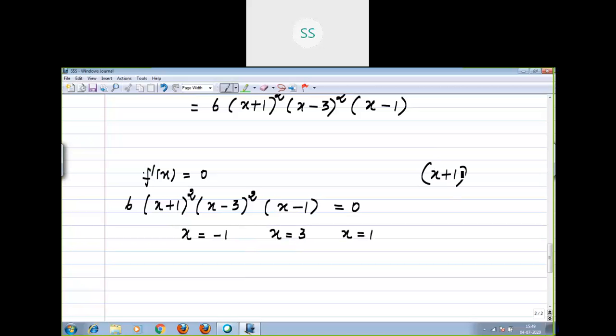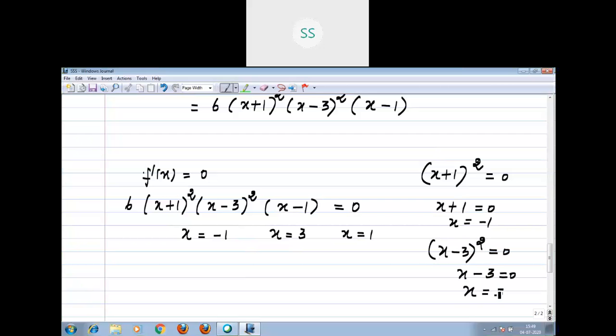(X plus 1) the whole square equal to 0. You have to remove the square. X plus 1 equal to 0. X is equal to minus 1. Next, (x minus 3) the whole square equal to 0. What can you get? X minus 3 equal to 0. X is equal to 3. Removing the square, taking square root on both the sides, you can apply, right? Here 0 is neither positive nor negative. So you can take only 0 as such.